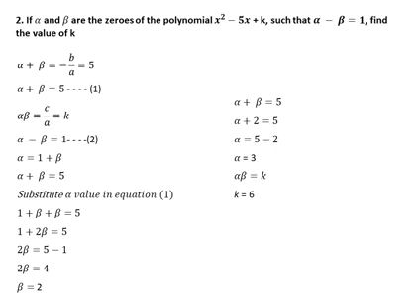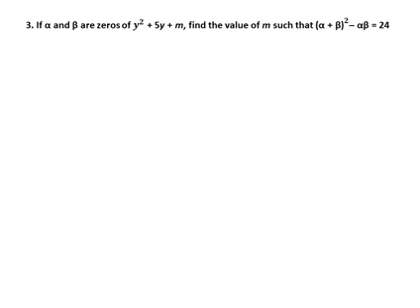Third sum, if alpha and beta are zeros of y square plus 5y plus m, find the value of m such that alpha plus beta whole square minus alpha beta is equal to 24. They are given one polynomial. In the polynomial, one of the terms is missing. That term only we are going to find. For that they are given one clue. That is one equation already they are given.